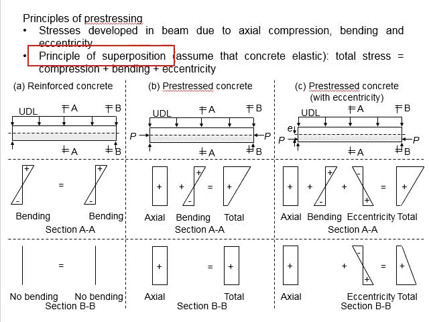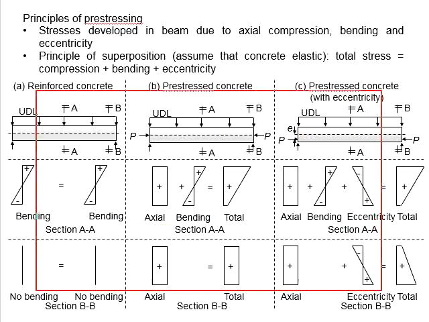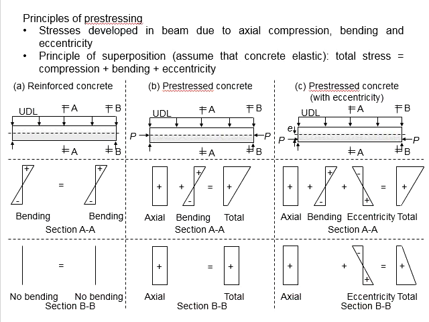Based on the principle of superpositions, the total stress on top of the beam will be the axial stress minus the stress due to the eccentricity. As for the stress at the bottom of the beam, it will be the axial compressive stress plus the stress caused by the eccentricity. What you see here is that the stress in the prestressing members can be caused by the three main components, which are the axial, bending, and eccentricity.